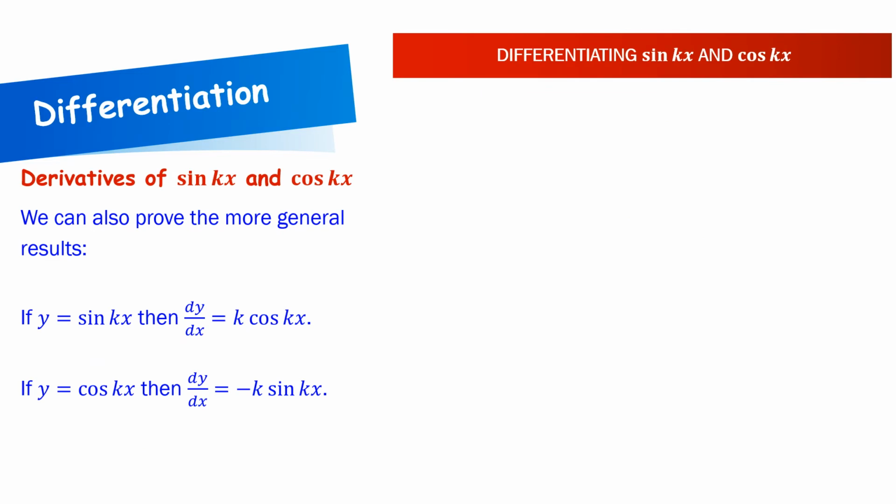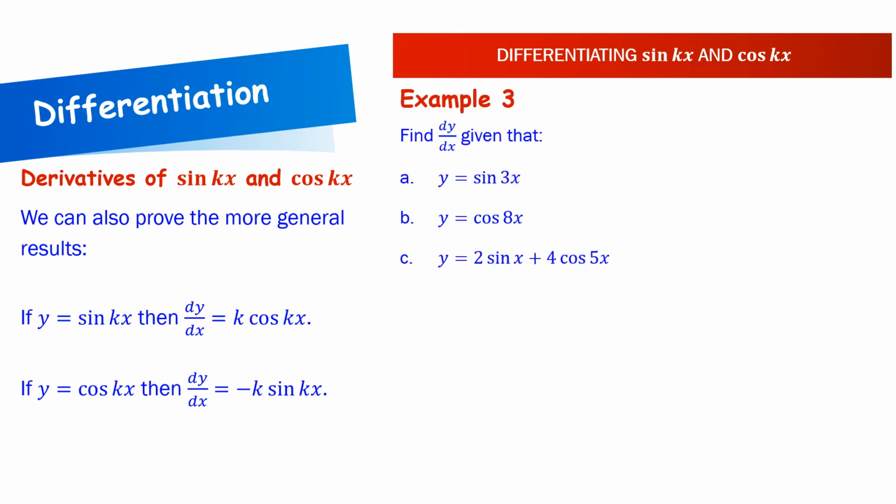We can also prove the more general results. If y equals sin kx, then dy dx equals k cos kx. And if y equals cos kx, then dy dx equals minus k sin kx. Pause the video and have a go at this example. Press play when you're ready to view the solutions.